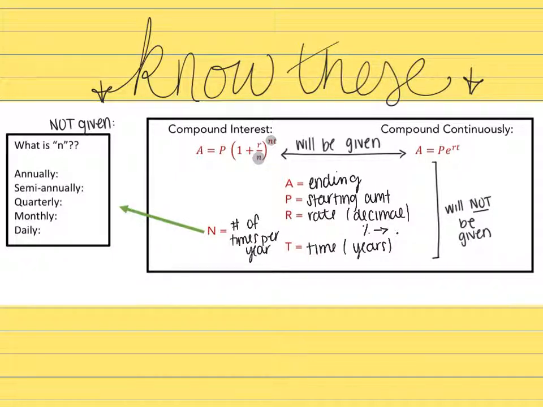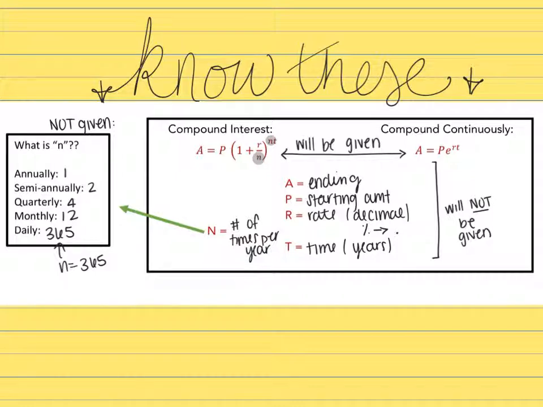So you'll hear a lot of different words in reference to compound interest. You'll hear things like annually, which means it's happening once a year, semi-annually, twice a year, quarterly, 4 times a year, monthly, 12 times a year, and daily, 365 times per year. Your textbook will give you this number. Actually, in the real world, they use 360 for N, the number of times per year. But in your textbook, it's 365.